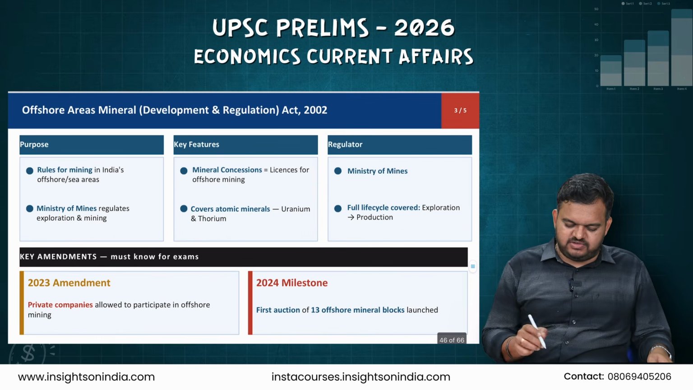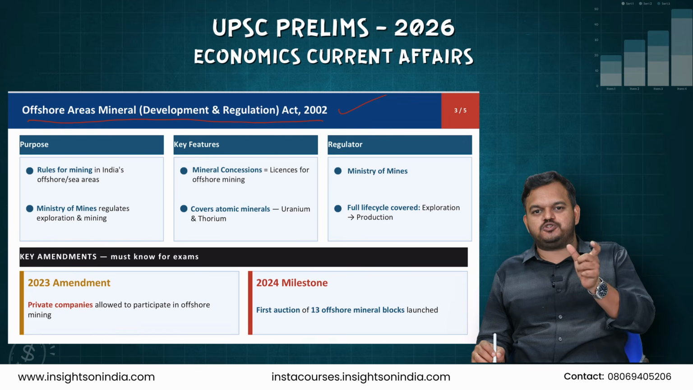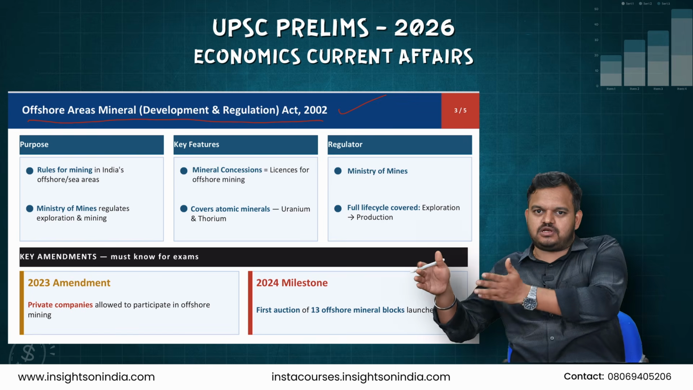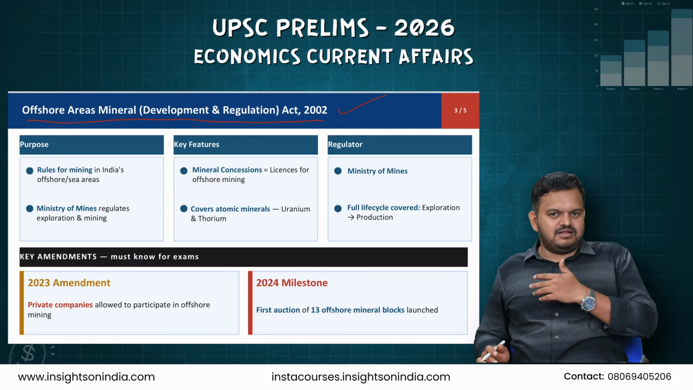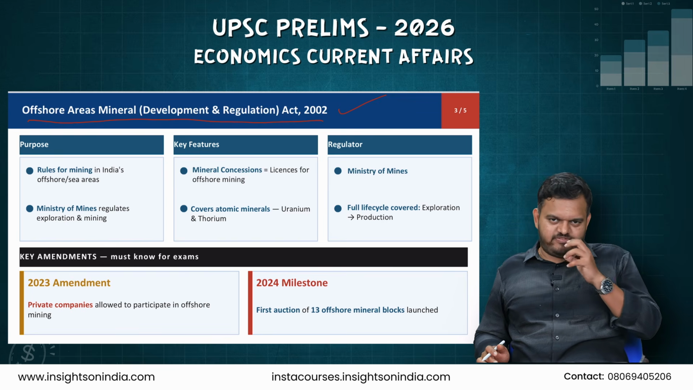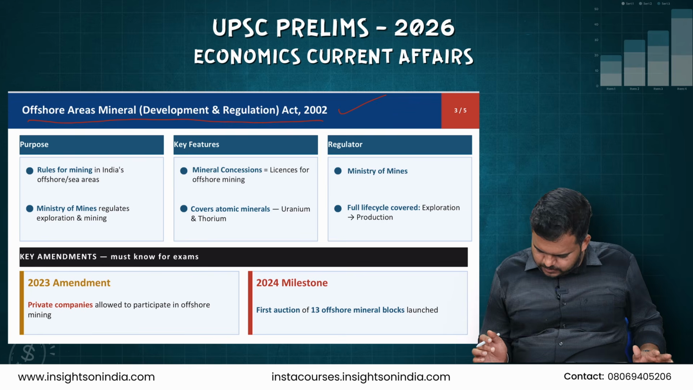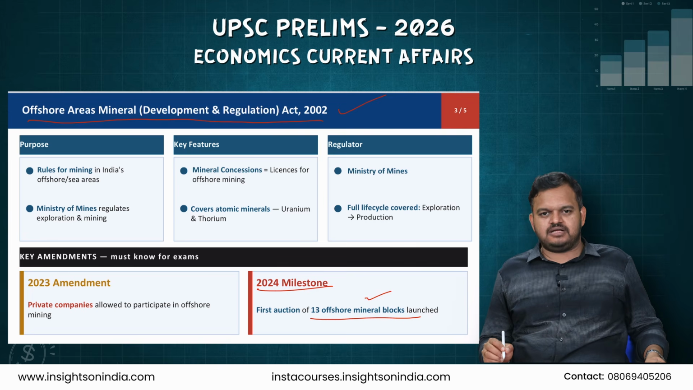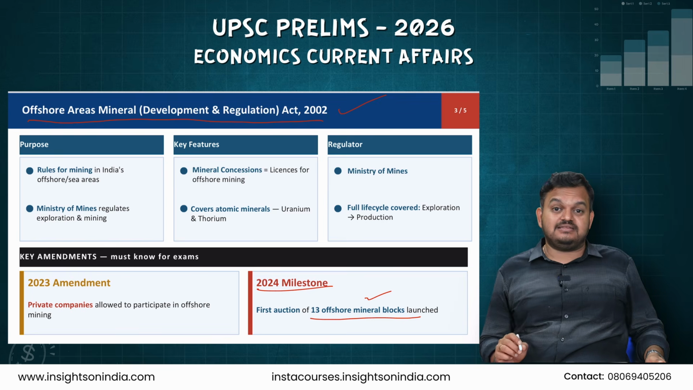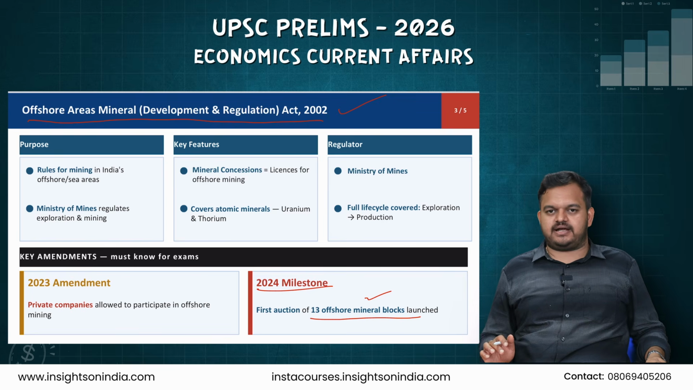Now, that comes to one more act, which is called the Offshore Areas Mineral Act 2002. There is a separate act to mine offshore minerals. I told you, offshore minerals near the exclusive economic zone are under the jurisdiction of the central government. The central government owns them, whatever the mining, leasing, mining leases, regulating the rules, or fixing the royalty, collecting, utilizing the royalty, everything comes under the central government. So why is it in the news? The first auction was made in 2024 to grant 13 offshore mineral blocks. So maybe that can be a different question. You should just know that there is a separate act for granting offshore mineral licensing. It is not exactly under the MMDR Act. Okay.